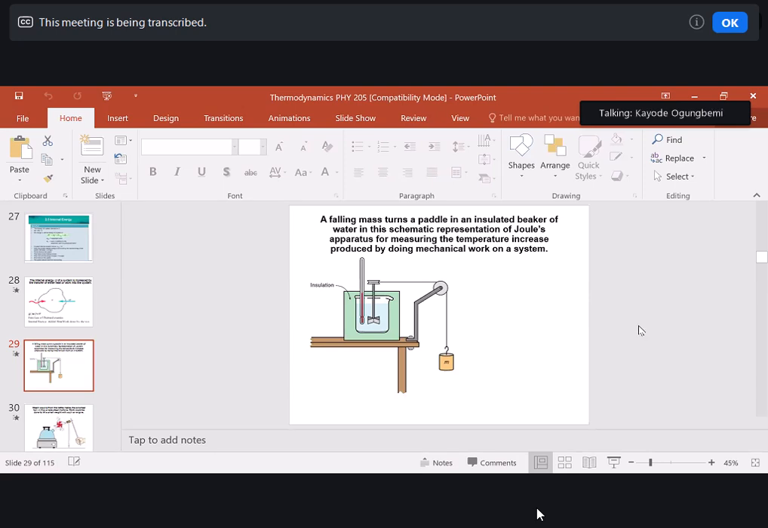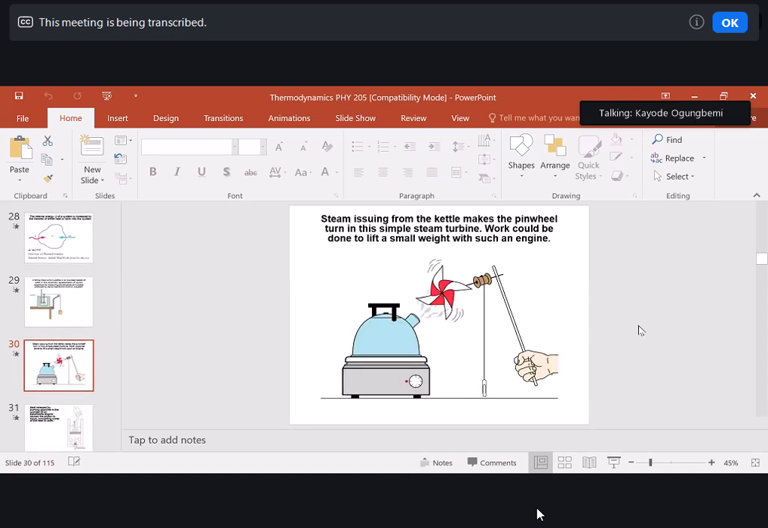Apparatus for measuring the temperature increase produced during the mechanical work done on a system. So if you add more heat, you see that the paddle will be moving and the molecules will be colliding with each other, resulting in an increase in temperature of the system. That's an example of what we are talking about.